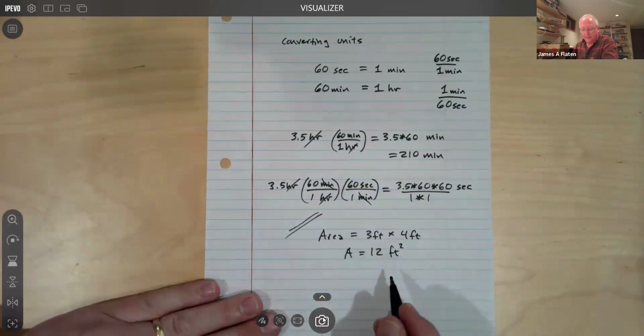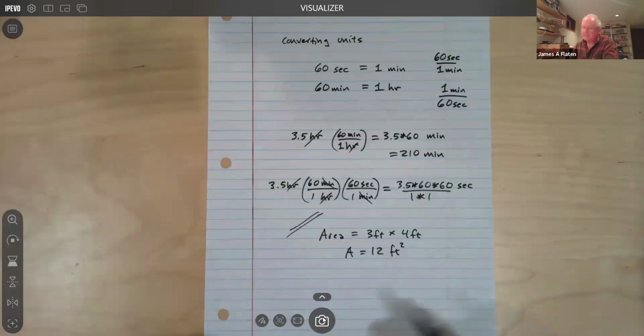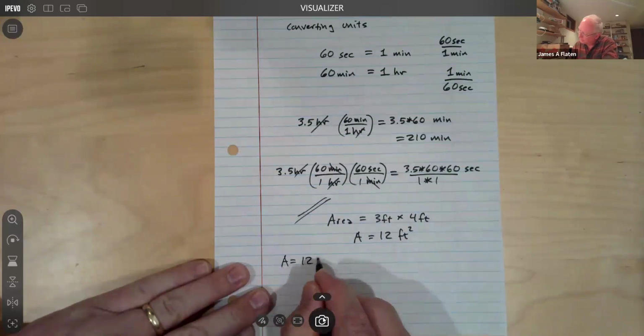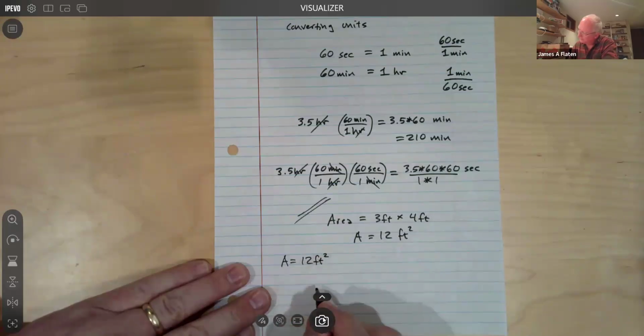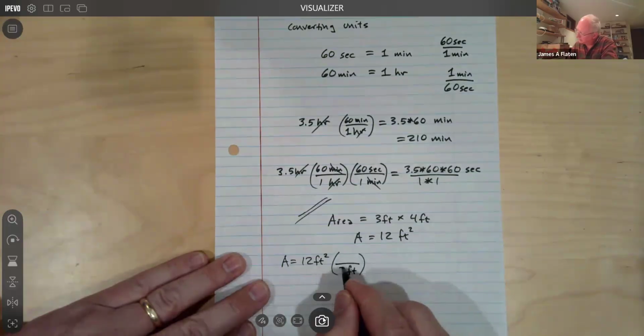Now here's a question. How much area is that in, let's say, yards squared? Well, A is equal to 12 feet squared, which is really feet times feet. And there are, to make those feet go away, I could say that there are 3 feet in 1 yard, but that only makes one of the feet go away.